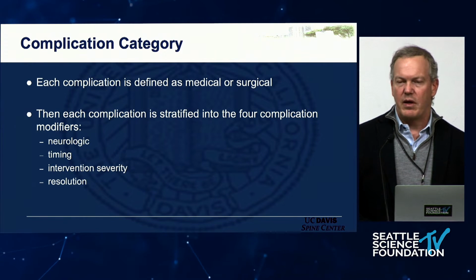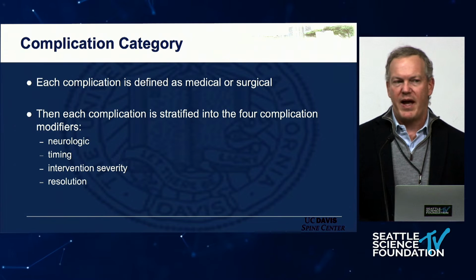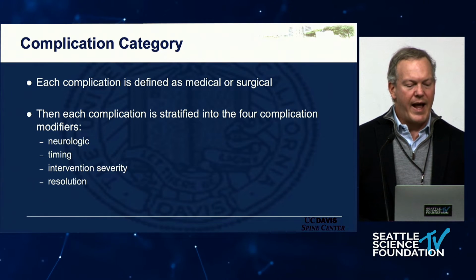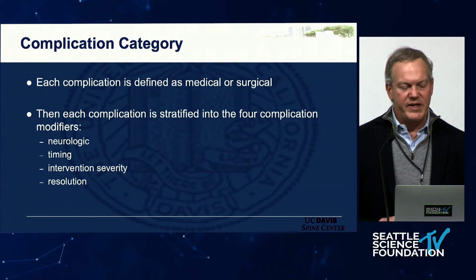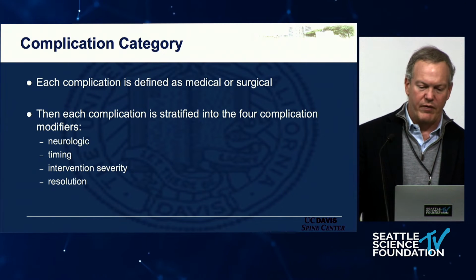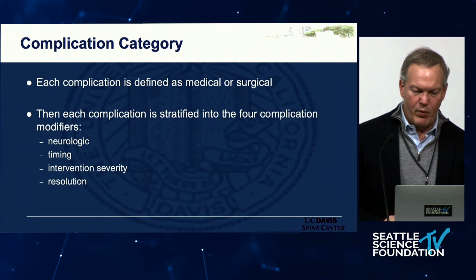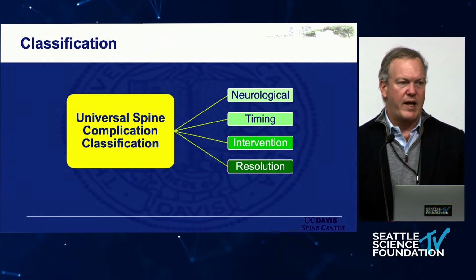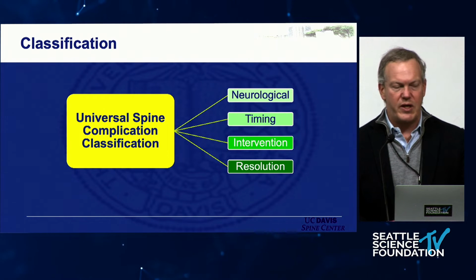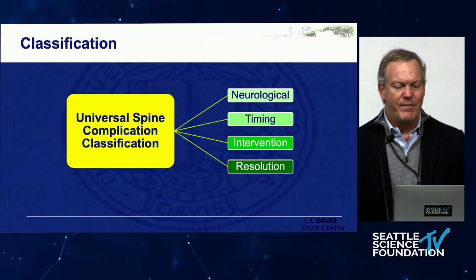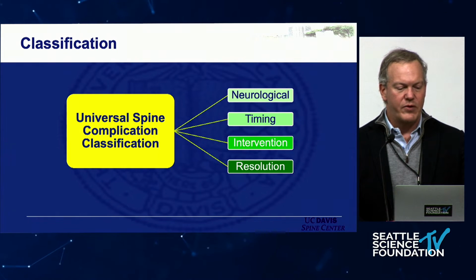What we did is we said, any complication system that we have needs to be composed of some different portions, particularly for spine. It needs to have a neurologic component. We need to know when it happens. We need to know what we did to fix it, and we need to know whether or not that complication got better. All of those things are important pieces. And with that, we came up with this universal complication classification. We did this with the help of the ISSG, the ESSG, and the AO Spine team, and we looked through it and came up with a consensus statement and thoughts about how this should work.